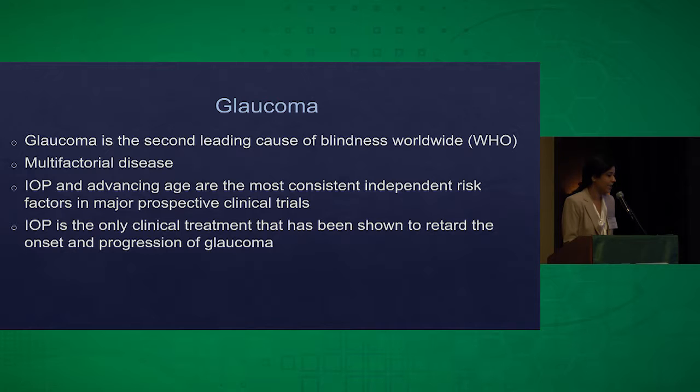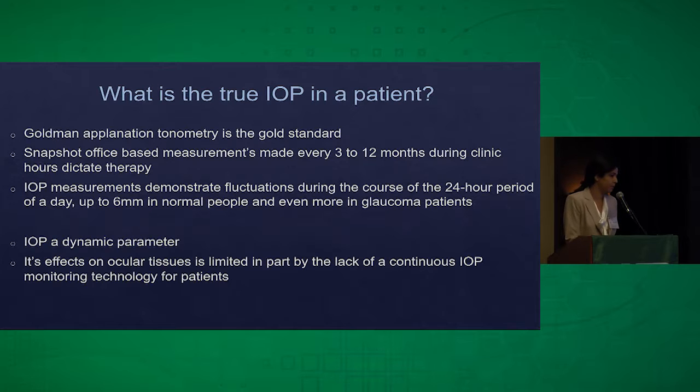Glaucoma is the second leading cause of blindness worldwide. There are more than 50 million people affected. It's a multifactorial disease, and although we do not know the precise pathogenesis, intraocular pressure and advancing age are the most consistent independent risk factors in most major prospective clinical trials. Lowering of intraocular pressure, even in the normal range, is the only clinical treatment that has been shown to retard the onset and progression of glaucoma.